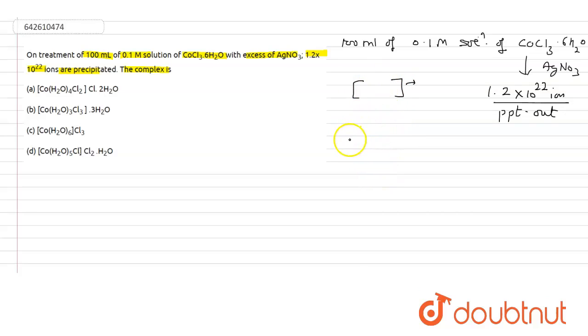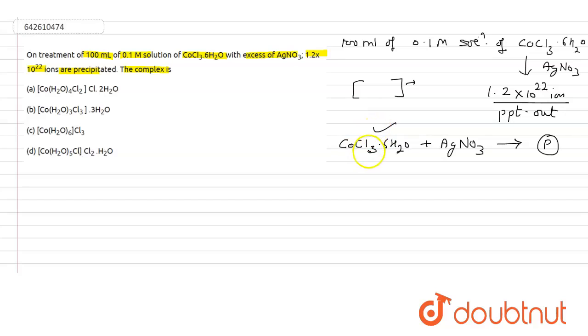We have the complex CoCl3.6H2O. When this complex is treated with AgNO3, we get a product P. I can find out the product when I know the exact formula of this complex, because just by seeing this formula I cannot tell how many chlorines are outside the coordination sphere and how many are inside.